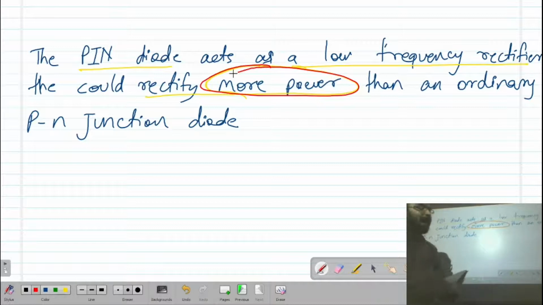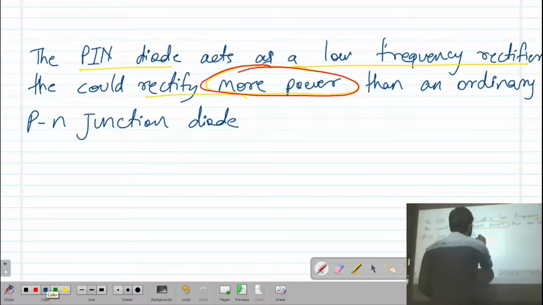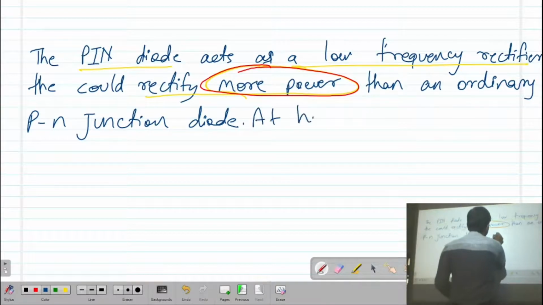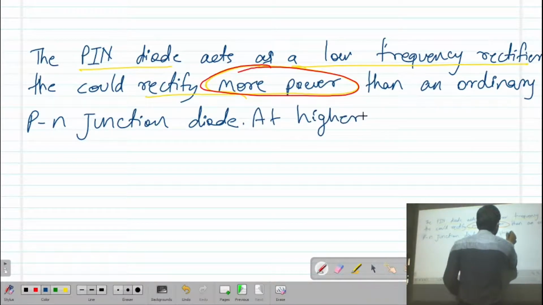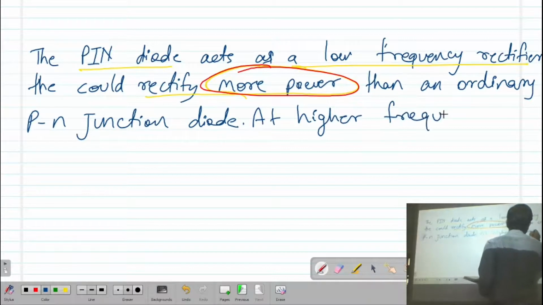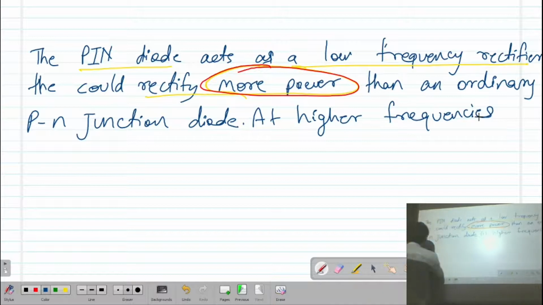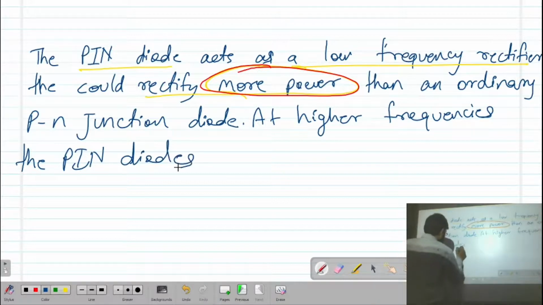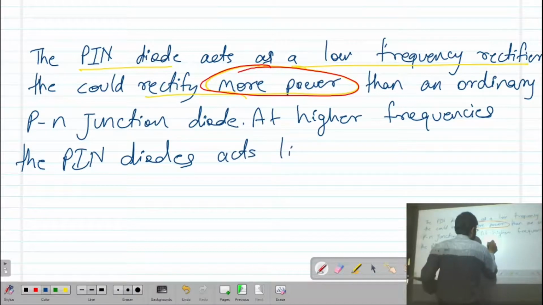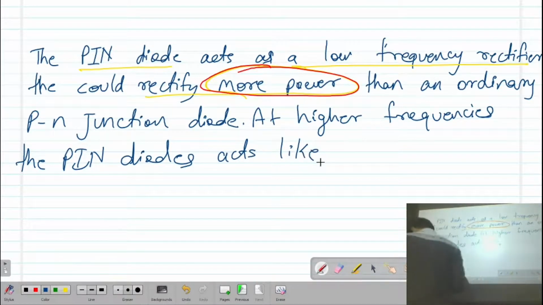And at higher frequencies, the pin diode acts like a variable resistance.